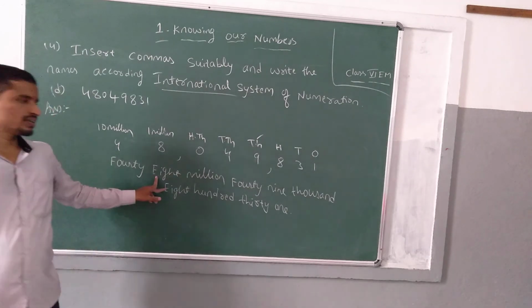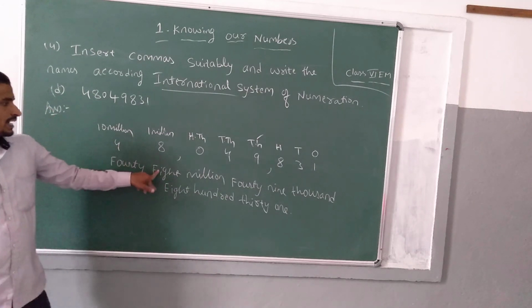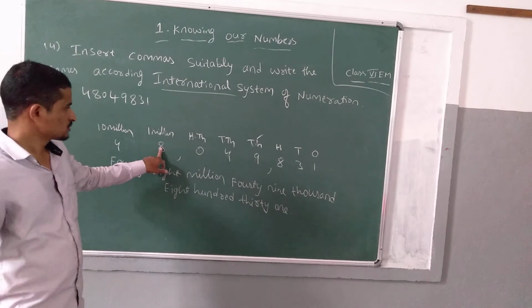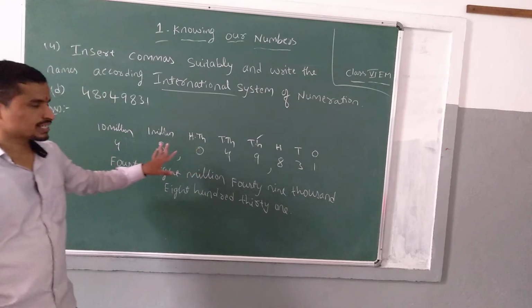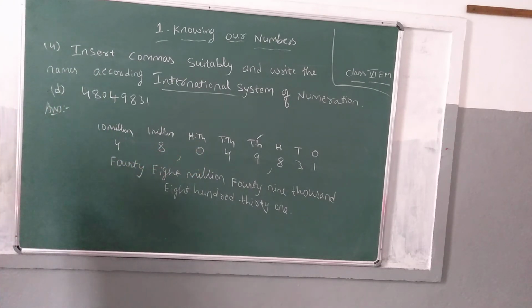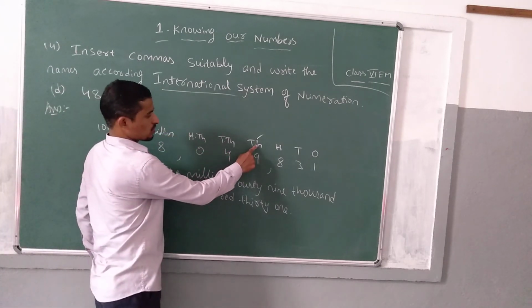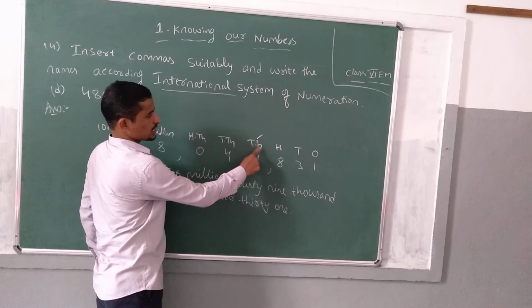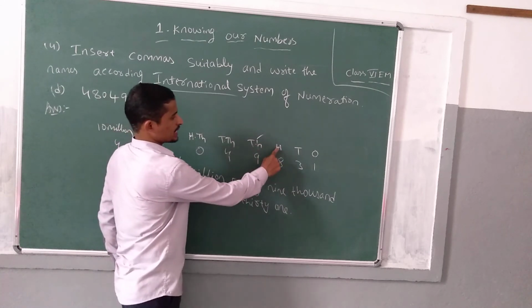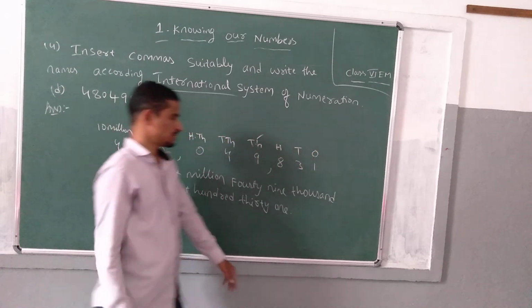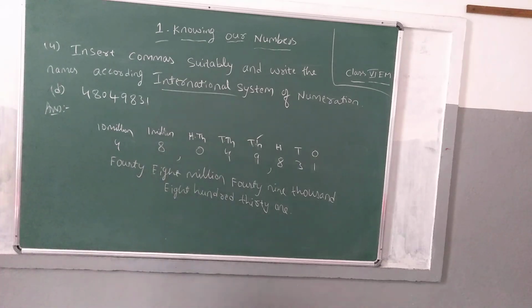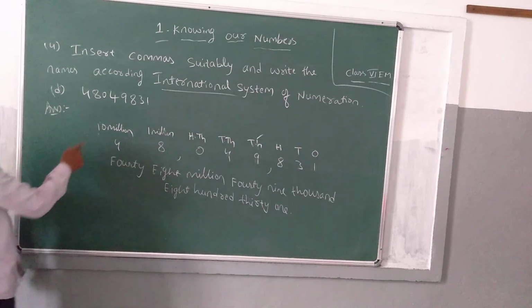So I have given it in words. 48 million, there is no 100,000, zero is there. Don't read, don't pronounce it. 48 million 49,000, 49,831. So in the previous problem, I did not write in words. Now I will write in words.